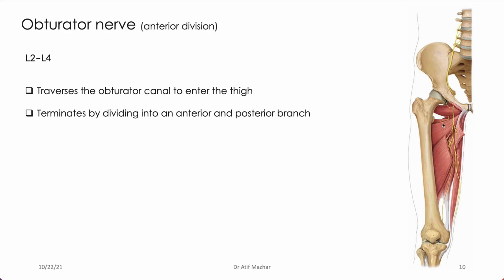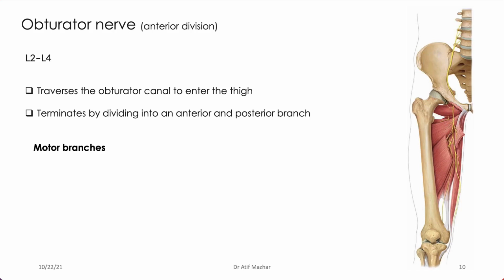In the thigh, when it reaches this muscle, what is this muscle? Adductor brevis, and there it divides into anterior and posterior divisions. You can see it's innervating the adductor longus, then it's going to the magnus, and it's going to innervate my gracilis. Here it's supplying different areas; all these muscles are innervated by my obturator nerve.